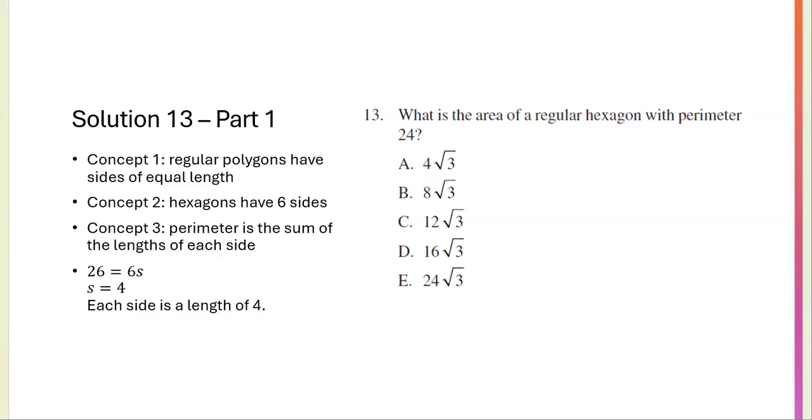So if there are 6 sides of all equal length, and the perimeter is 24, then 24 is equal to 6 times the length of one side. So one side is length 4. Okay? We're like a third of the way through.